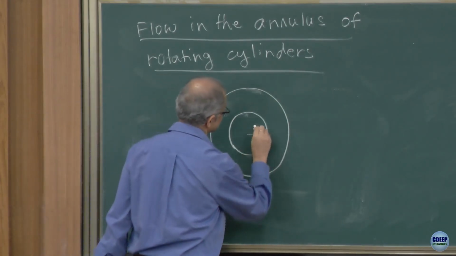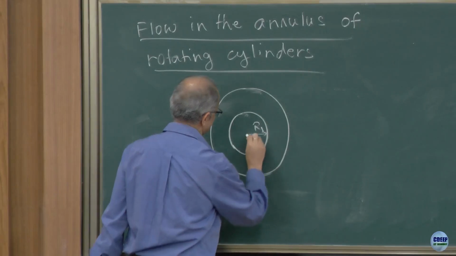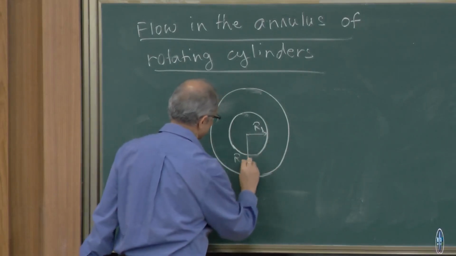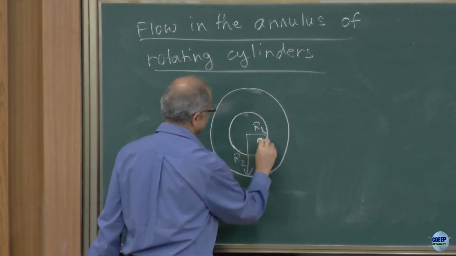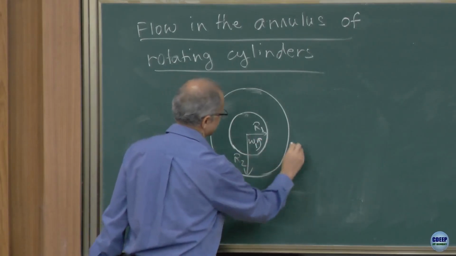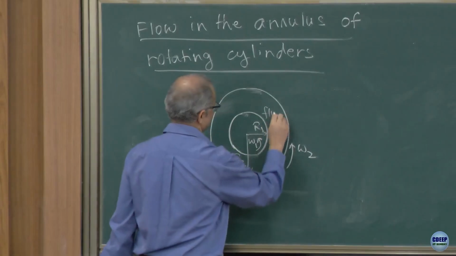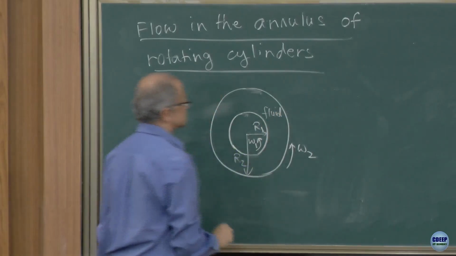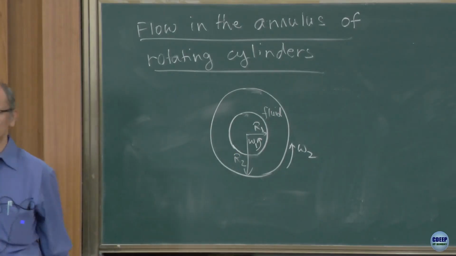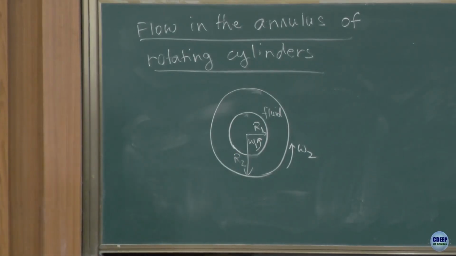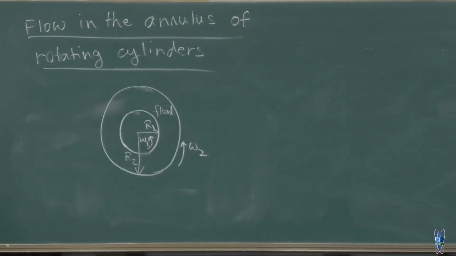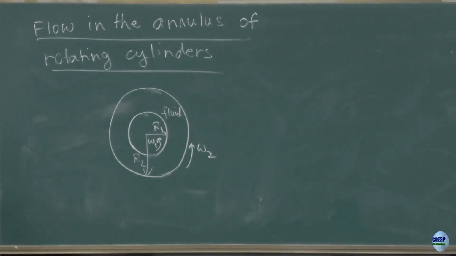So let us say this has a radius of R1, the other one has a radius of R2. I rotate the inner one with velocity omega 1, the outer one is rotated with velocity omega 2. The fluid is sandwiched between these two cylinders, and our interest is in figuring out what the velocity looks like, as long as the flow remains laminar.